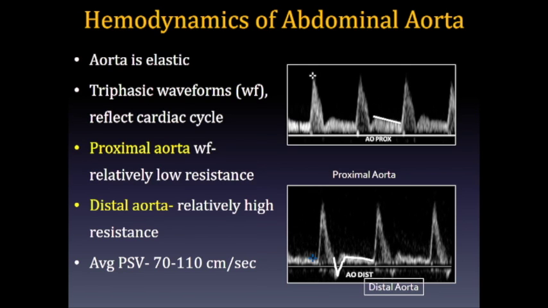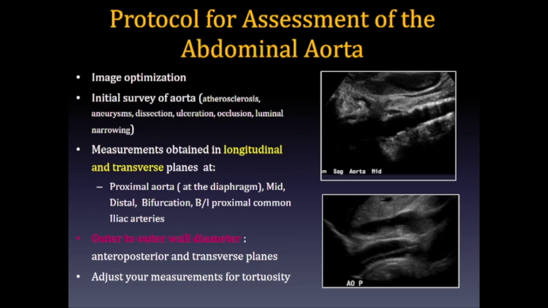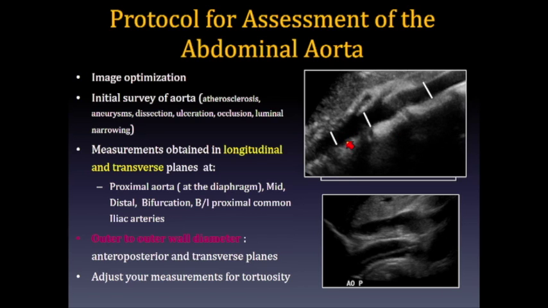So aorta is an elastic structure that has slightly different waveforms in its proximal aorta, where it's more low resistance waveforms, and more high resistance waveforms you can see in more distal aorta, just because it supplies the lower extremities. And when we evaluate an aorta, we wanted to first observe it on grayscale imaging. We wanted to look for any atherosclerotic plaque, dissection flaps, ulcerations, occlusions, luminal narrowing. We wanted to measure our aorta in its longitudinal as well as in transverse view and look at the proximal, mid, and distal portions of the aorta. And we use our outer to outer wall measurements.